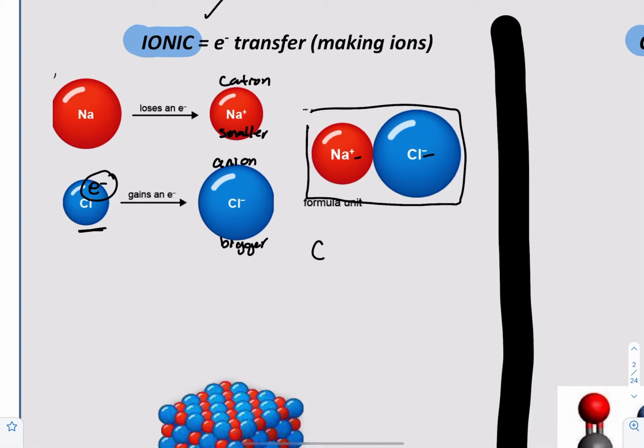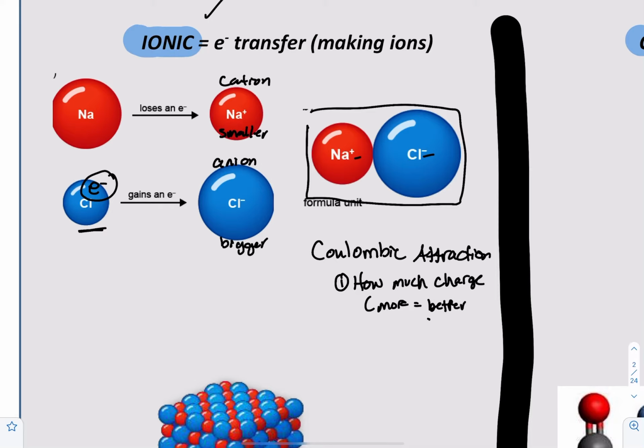In chemistry, instead of saying positives and negatives attract, we call it a Coulombic attraction. And this is governed by 2 things that make a Coulombic attraction stronger. One of them is how much charge, so more charge basically. More charge means more attraction.